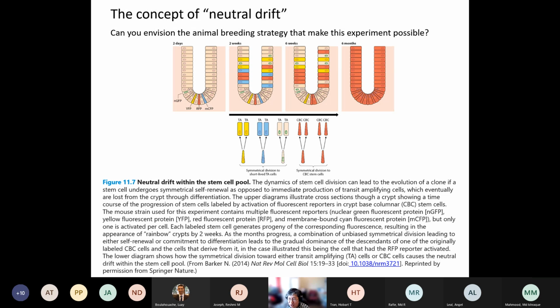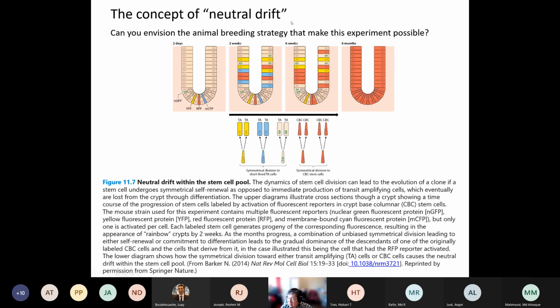Don't get me wrong, they are not going to be red only. They could be green dominant, and the entire lining now becomes green. That's a possibility there. So the concept here is that one population of cells will dominate and give rise to the entire lining. That concept is called neutral drift.